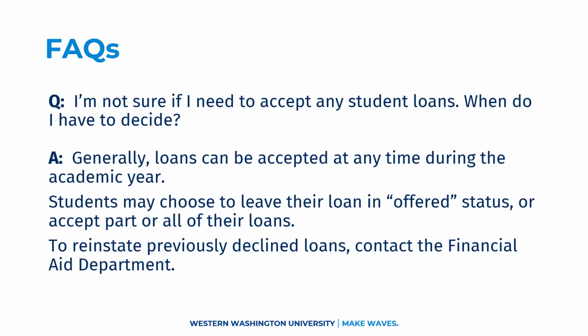Or some students will choose to maybe accept just a part of their loans and find out that they needed to accept more later in time. So I think it was mentioned earlier, we can reinstate previously declined loans, and we would just need you to contact our office about that. So if you did end up choosing to maybe not accept all of your loans or decline them and need them later in time, be in contact with our office and we can work on getting a revision started for you.